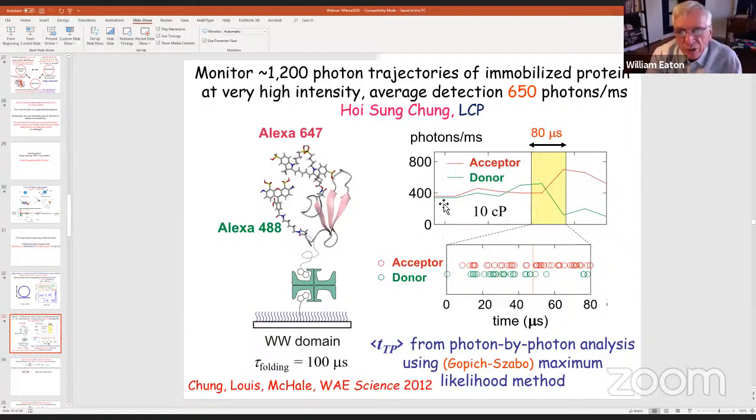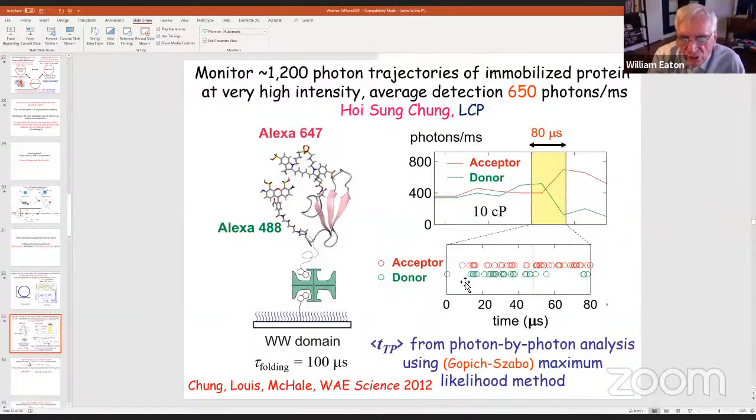What I'm showing here is a trajectory where you're observing the acceptor and the donor fluorescence, where there are about equal numbers of acceptor and donor photons. But then there's a transition in this yellow region to the folded state, where there are more acceptor photons than donor photons. So what Hoi-Sung did was, we knew the transition path was somewhere in this region between the unfolded and the folded states.